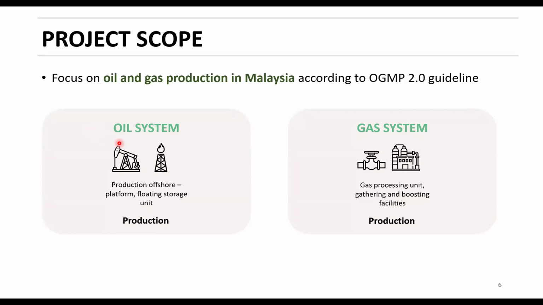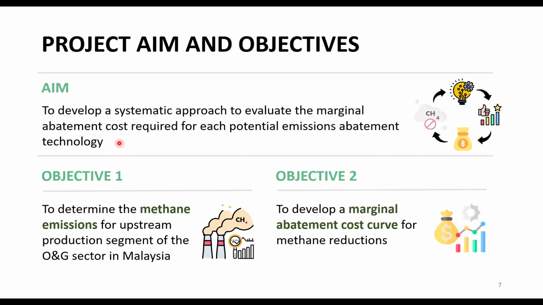But at least this is the scope and direction of our work here. And that brings us to the aim and objectives for our project. So the aim for us here is to evaluate the marginal abatement cost for each potential emissions abatement technology. And we break that down into two objectives.